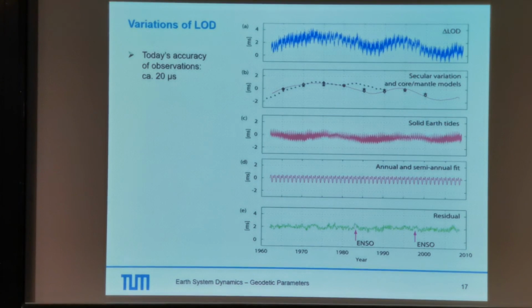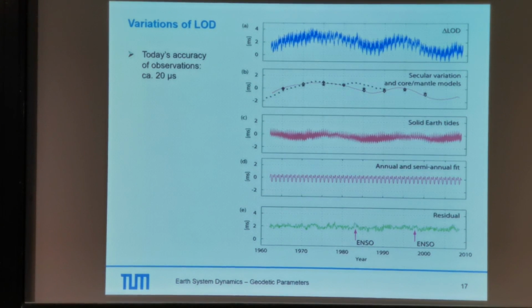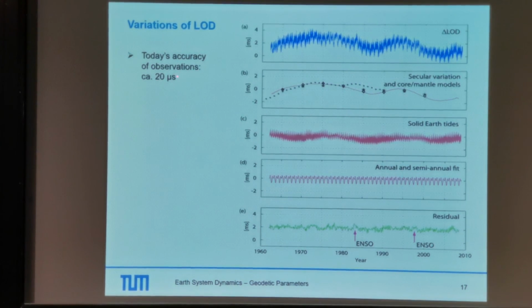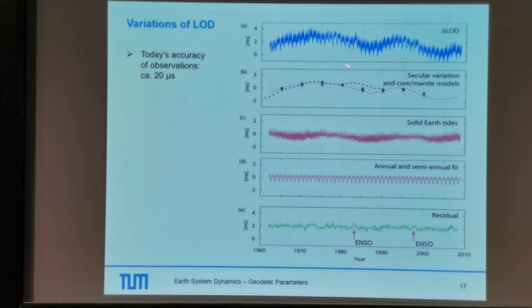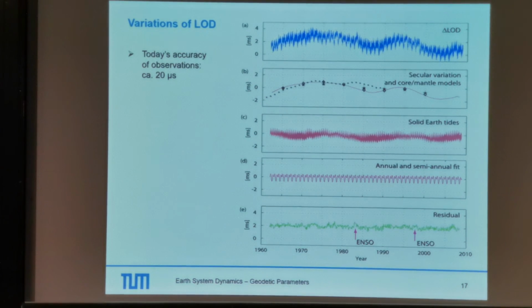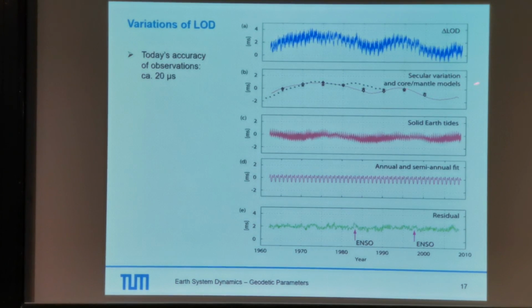And if we look at the different compartments of the different effects, for example, in the LOD time series, remember today's observation accuracy is somewhere around 20 microseconds. This is the full LOD signal, here over the last 50 years. First of all, we have secular variations due to the core and mantle effects. We can account for them using models, so we can subtract this purple line from the blue line.